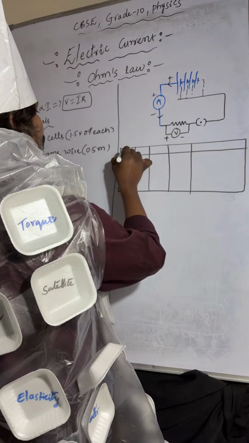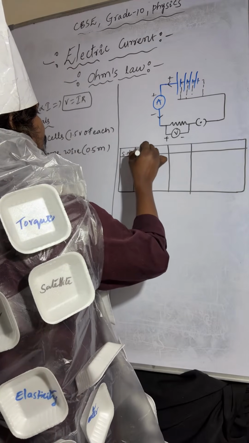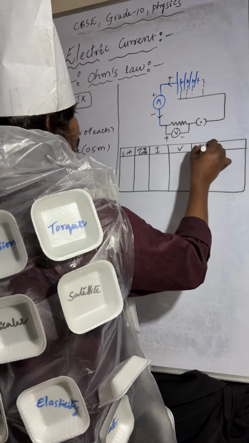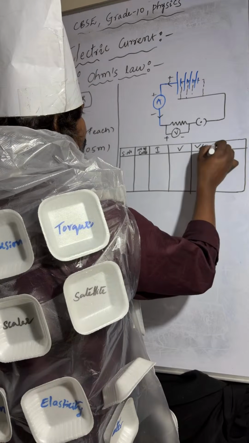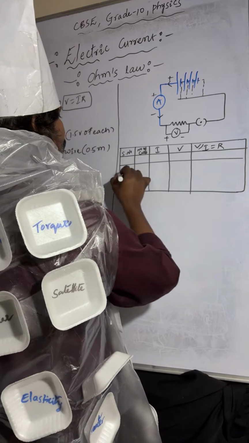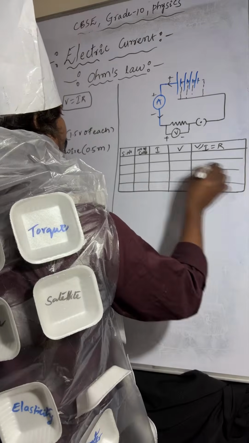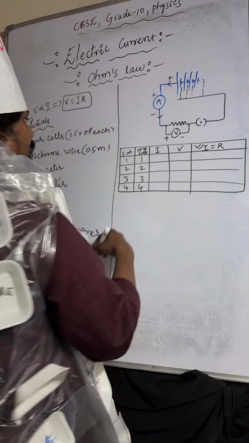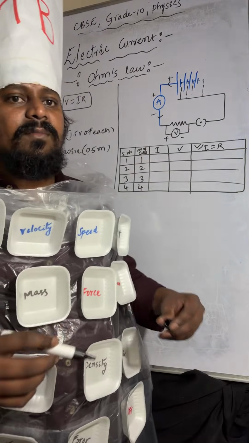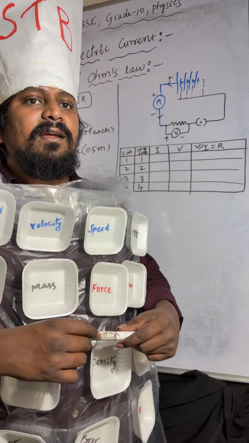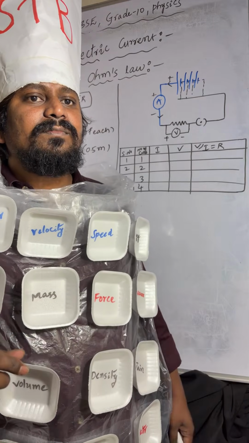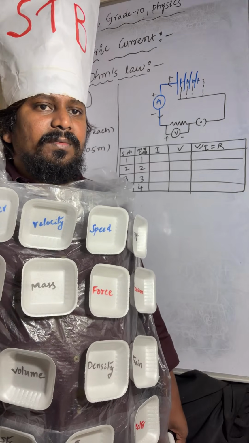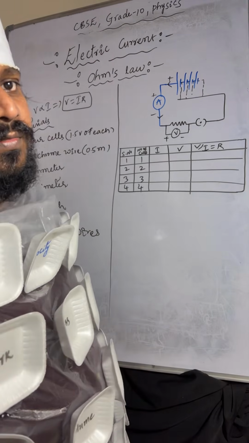Serial number, number of cells, ammeter reading, voltmeter reading, V by I, that is equal to R. Serial numbers 1, 2, 3, 4. If you draw the tabular form given below, understood? Then you can observe the results automatically.